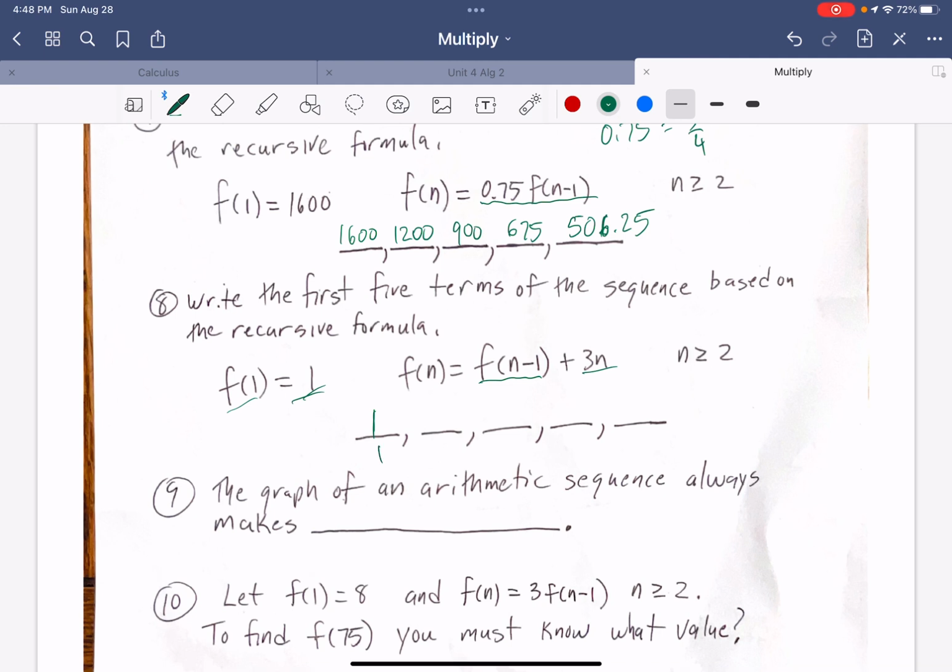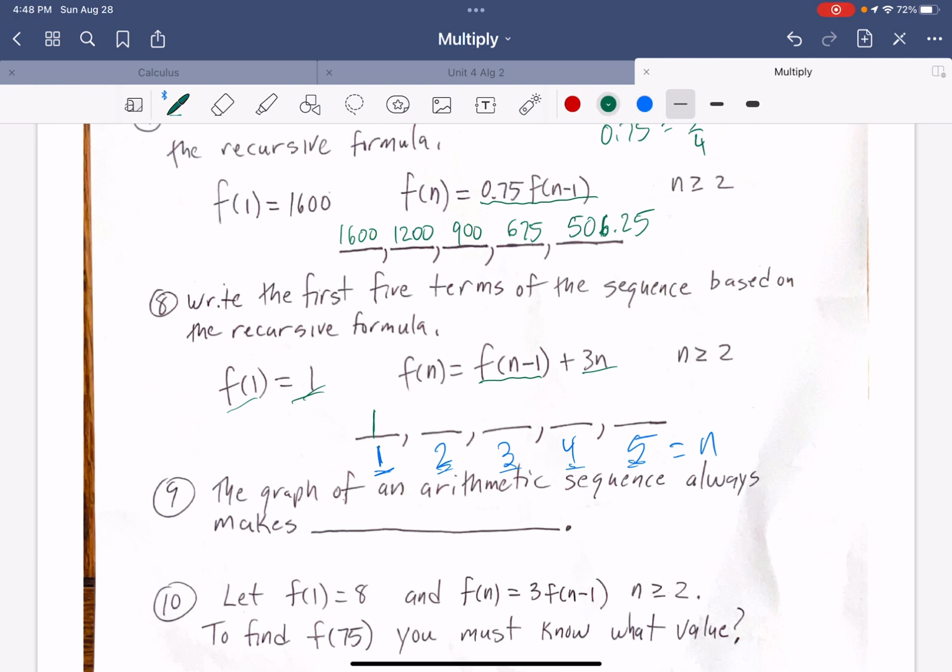Because it's the second term. Let me change the color here. First term, second term, third term, fourth term, fifth term. These are all the n's. So n is 1 is the first term, right? n is 2, n is 3, n is 4, n is 5. Those are like our stepping stones to get us across the creek. So 2 times 3 would be 6 plus the previous term, so that would be 7.